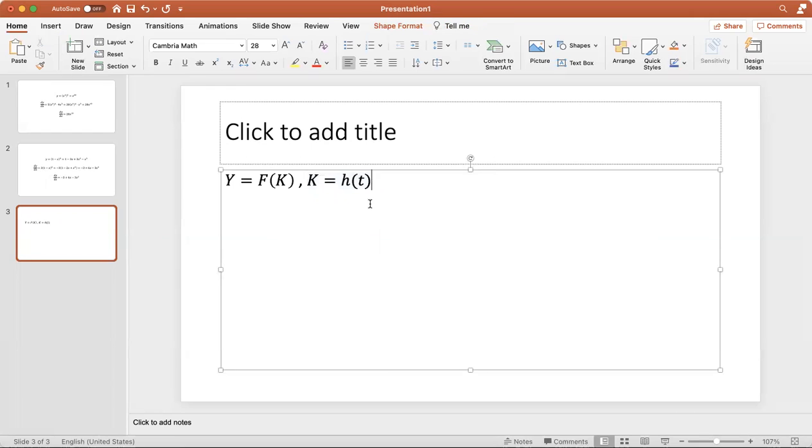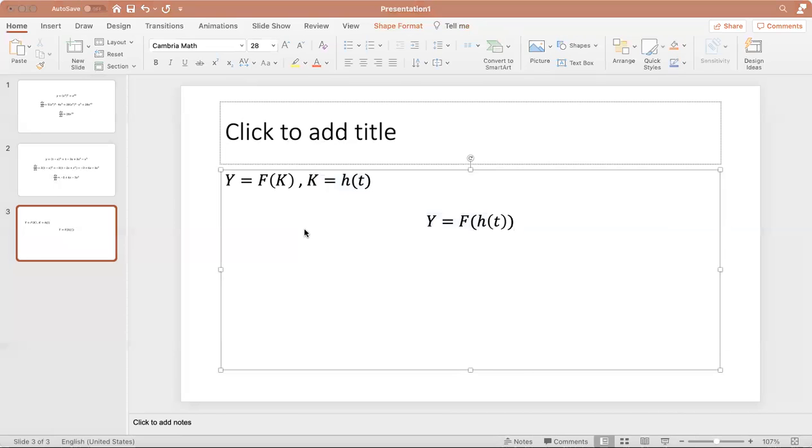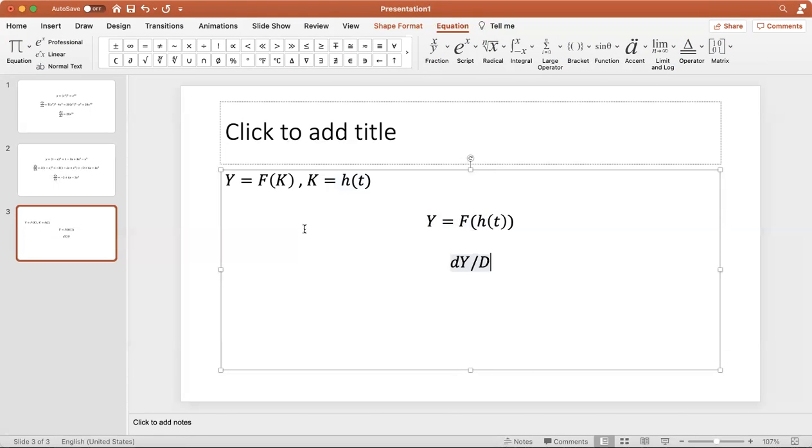Now, what if you wanted to see the growth path of y with respect to time? To do so, we'll need to follow the chain rule. In essence, y now becomes a function of time. If you plug K into the production function, you'll get a composite function of time. And if you take the derivative of y with respect to t, you'll need to use the chain rule.